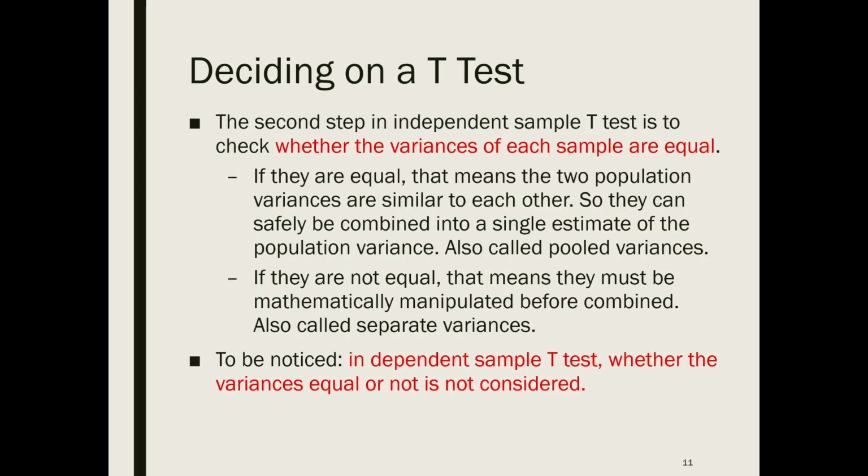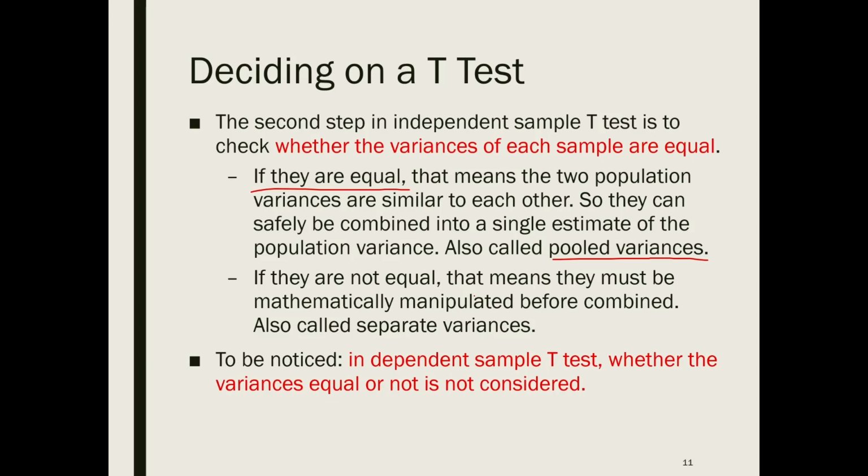The second step in deciding which t-test to use is to check whether the variances of each sample are equal. Okay, so basically it means if they are equal, then the 2 population variances are similar to each other. So we can combine them into 1 population variance estimate, which is also called the pooled variance. But usually I say assume equal variances or unequal variances. If they are not equal, which means they are unequal, then they must be mathematically manipulated before being combined. So they have to be analyzed separately.